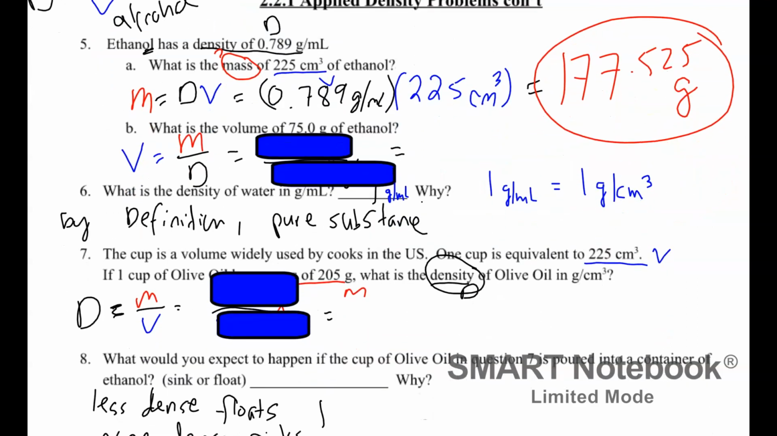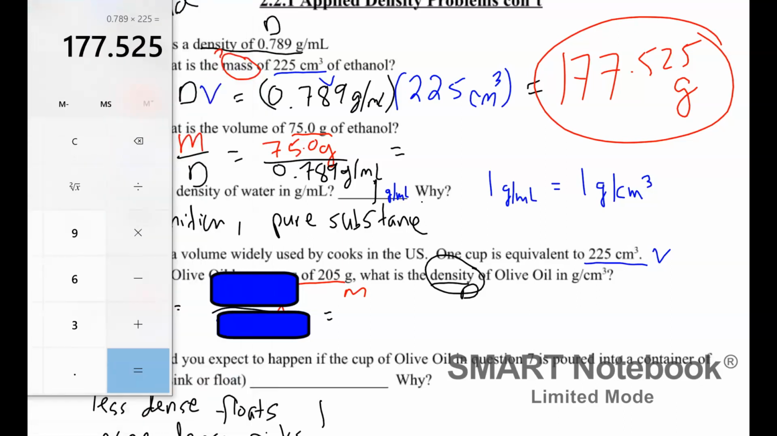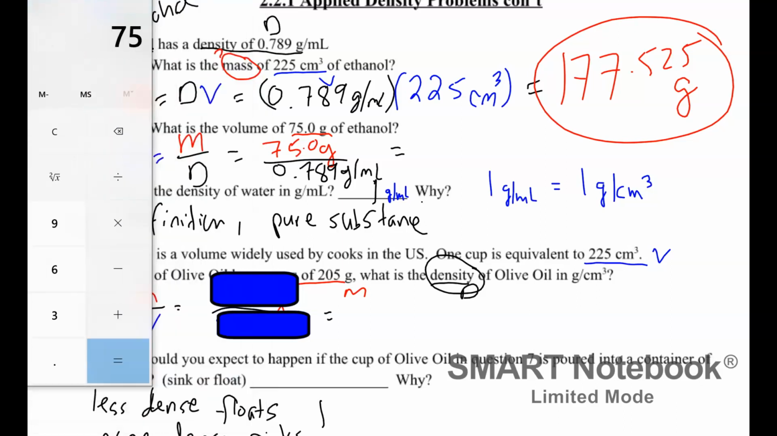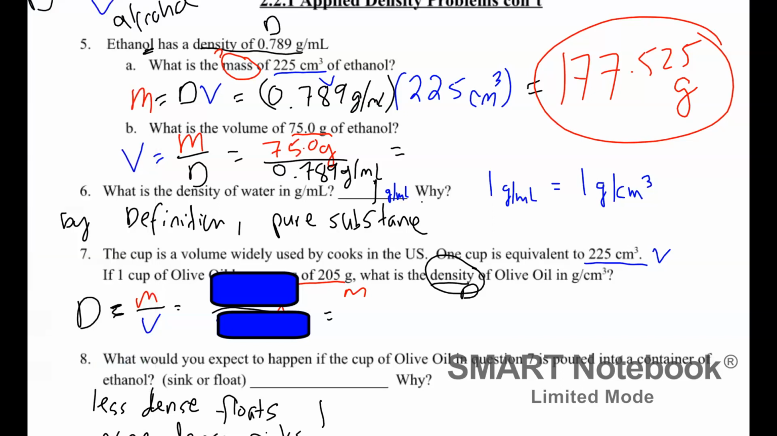Now the next problem, part B on question 5, what is the volume of 75 grams of ethanol? Okay, so volume, if we rearrange, is mass over density. So the mass is 75 grams. The density we're given up here is 0.789. So what is the volume of that much ethanol? We're going to take our 75 grams, divide it by 0.789, and we get 95.06.